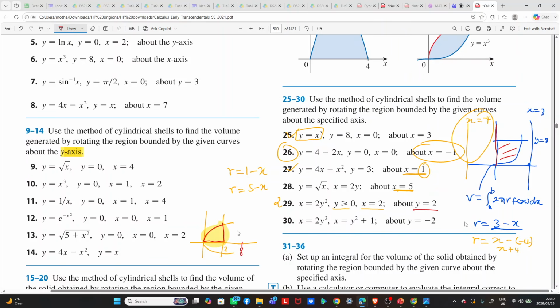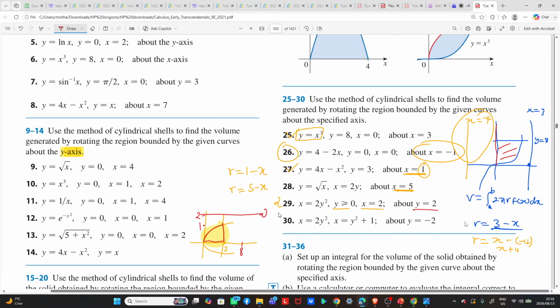Maybe let's find out also what is y when x is 2. When x is 2, y is 1. So when y is 2, 2 can be somewhere there, so that line will be up there. It's not going to intersect with the region, so you need to revolve about that.